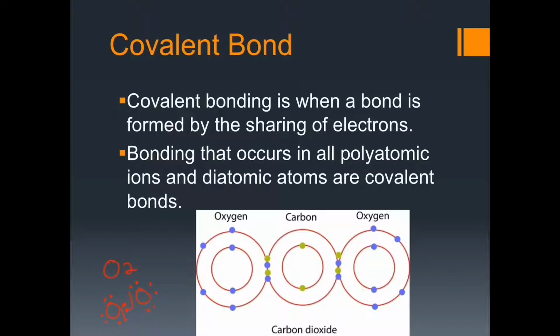Is this carbon, oxygen, oxygen atom down here? This is CO2, carbon dioxide. You see that all of these electrons right here are being shared. So that makes it a happy atom. Each atom should have 8 electrons floating around it.